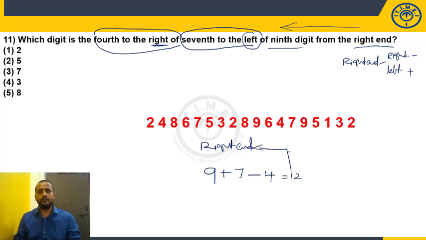So simply count 12 from the right hand. That's it. So 1, 2, 3, 4, 5, 6, 7, 8, 9, 10, 11, 12th. So what is my answer? 3. Answer is 3, but it is in choice 4.